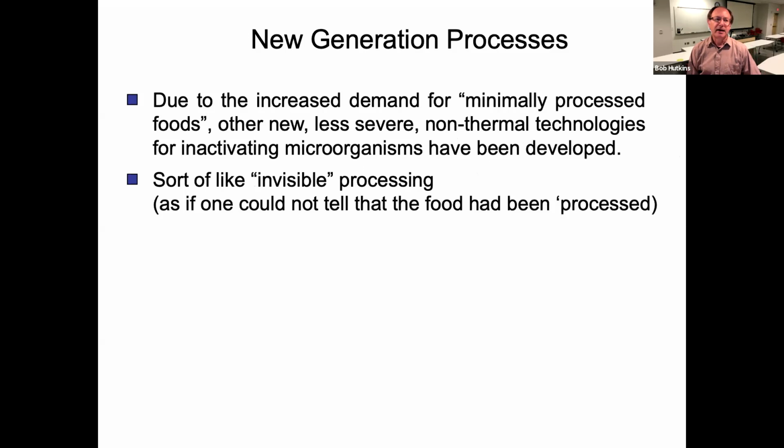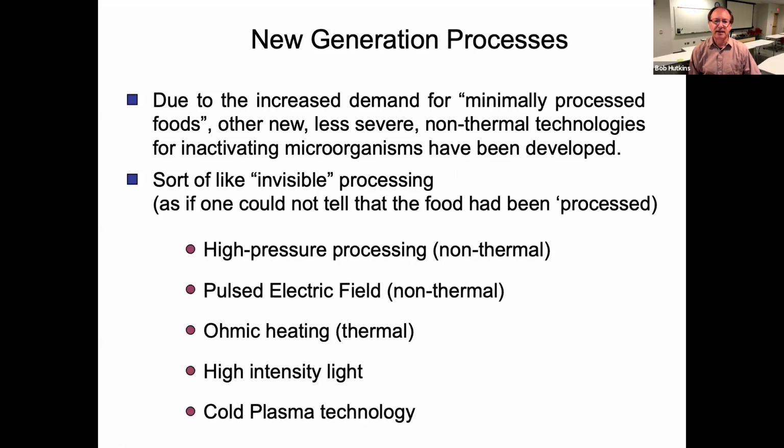So if you had corn or a vegetable in a can, you could tell it wasn't fresh, even if you never saw the can. You could tell it's been cooked more and more processed. These technologies are intended to be like fresh broccoli. I guess irradiation could fall into that category, but really we're talking about newer technologies: HPP, high pressure processing; PEF, pulsed electric field; ohmic heating, which does have some heating to it; high intensity light; and a rather new one called cold plasma technology.